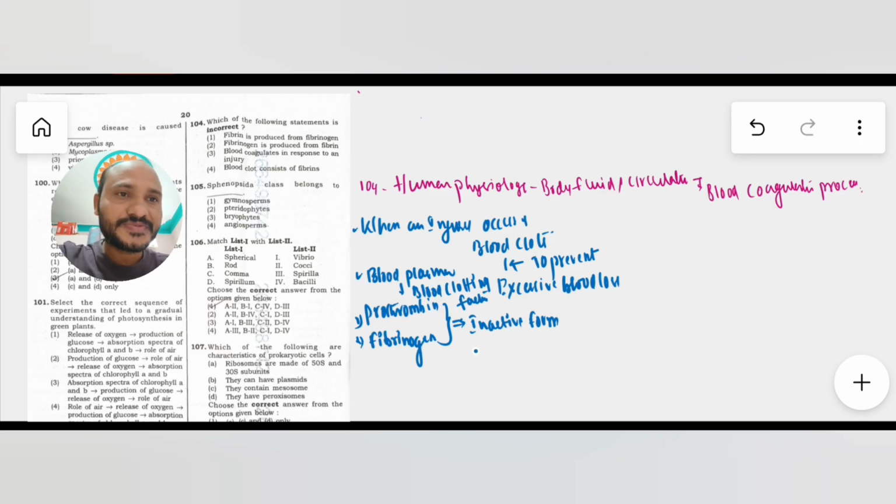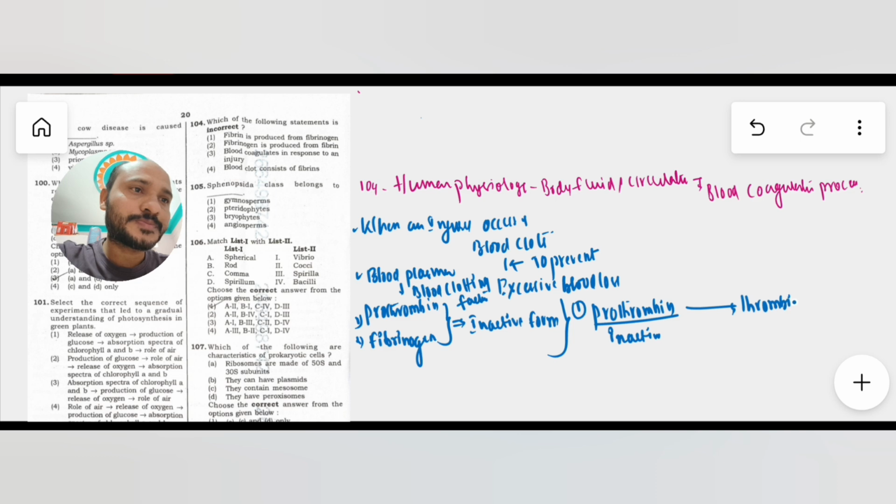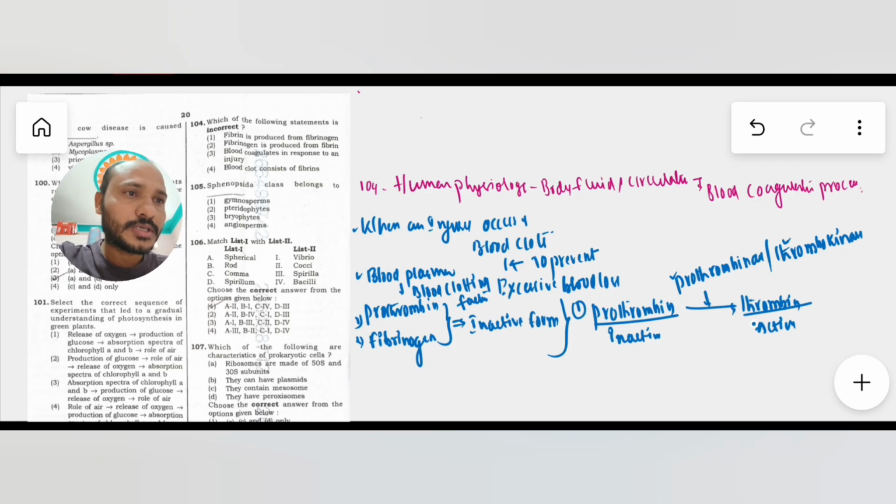First, prothrombin, very important. Prothrombin is an inactive form of blood plasma protein, and it is converted into the active form of clotting factor, that is thrombin. This inactive prothrombin is converted into active thrombin in the presence of an enzyme called prothrombinase, also called thrombokinase.